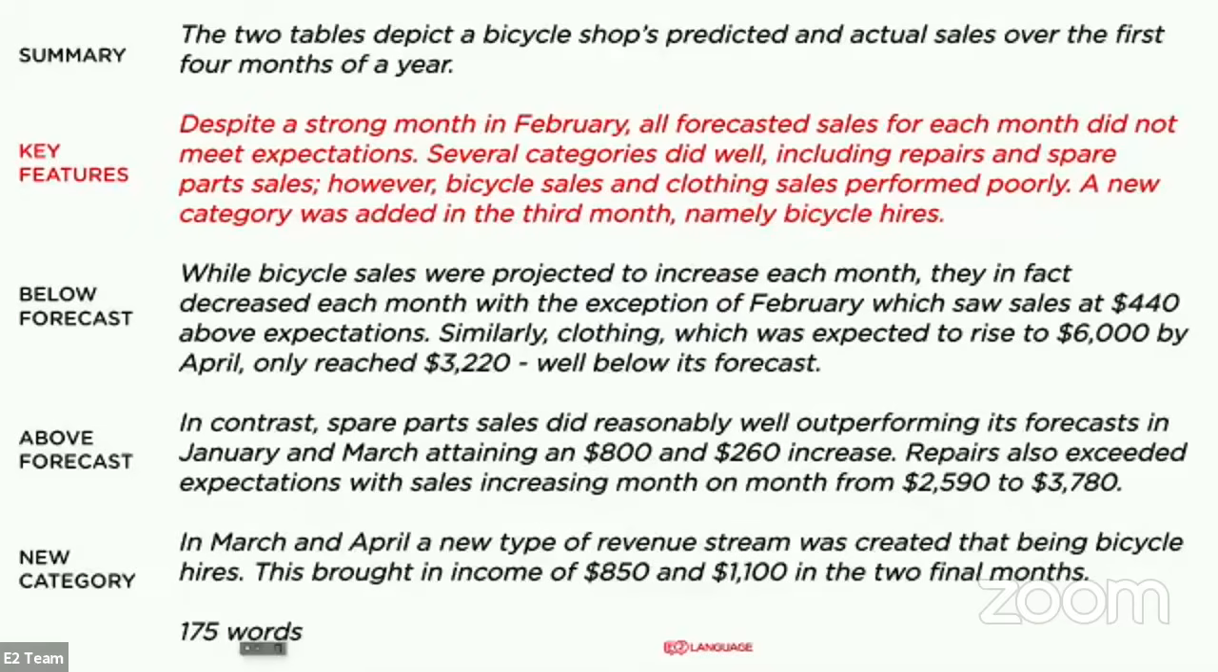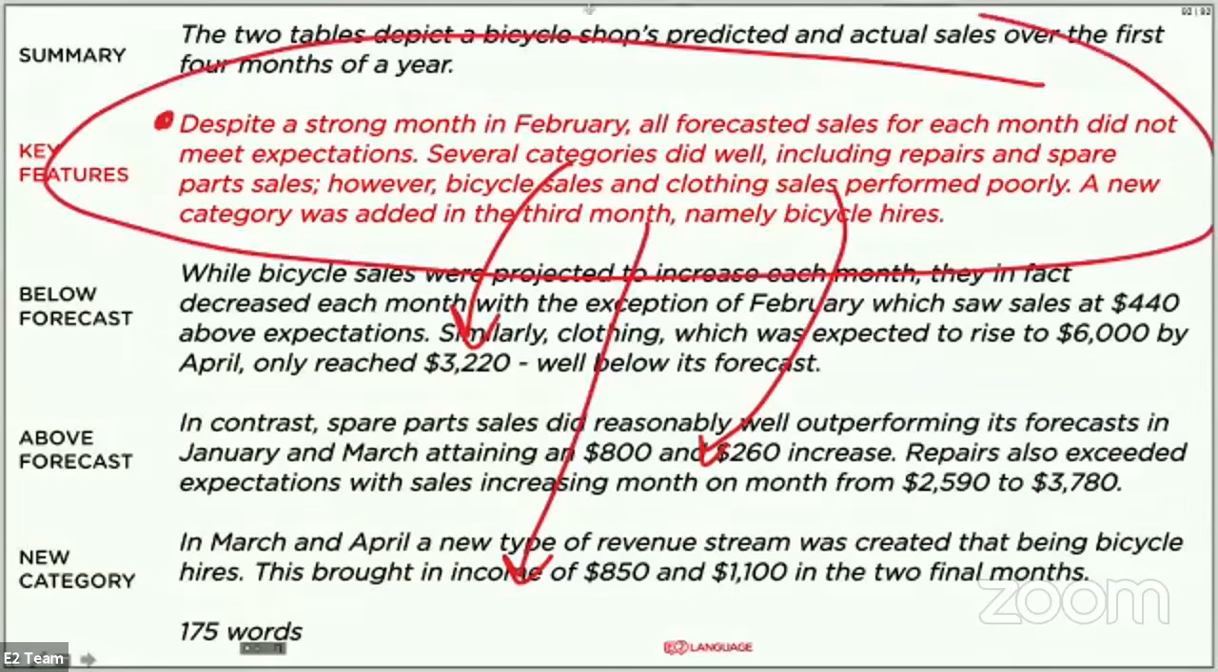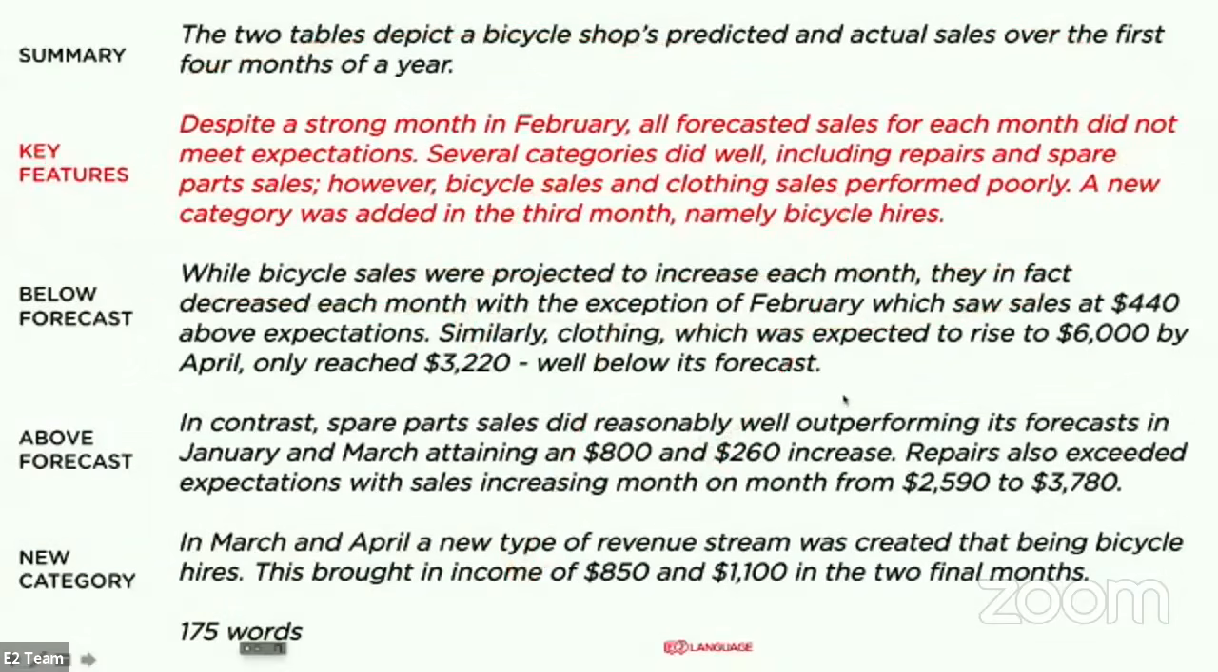And it kind of serves as a bit of an introduction. And I'll show you why it serves as an introduction. Well, okay, this is just a sentence about the totals. That's fine. Several categories did well. Well, this becomes this paragraph here. However, bicycle sales and clothing sales performed poorly. Well, that becomes this paragraph here. A new category was added in the 3rd month, namely bicycle hires. Well, that becomes that final paragraph there. So this description you can think of like an introduction for an essay, for example. It's going to tell the reader what you will tell them.